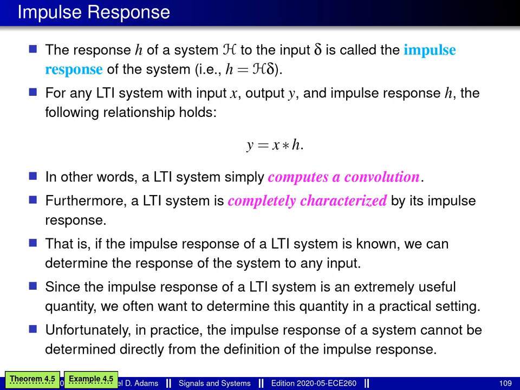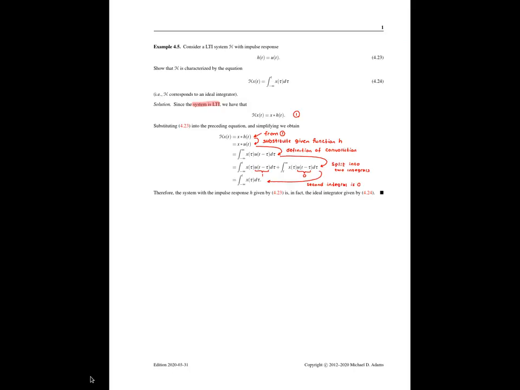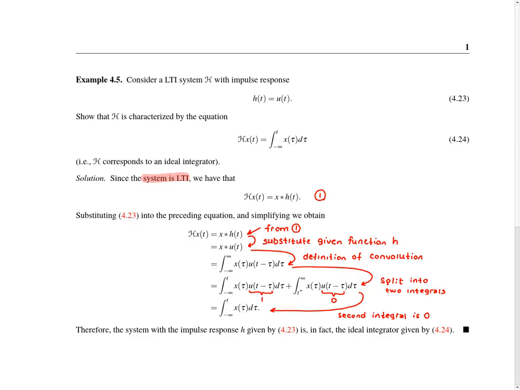The next example that I'd like to consider is example 4.5. In this example, we're given a linear time invariant system, which is denoted by script h, and we're told the system has the impulse response little h, which is equal to the unit step function, and then we're asked to show that this system is characterized by this particular equation here.